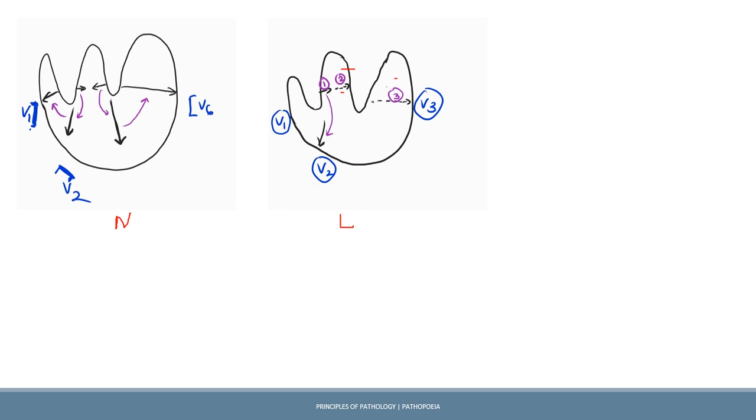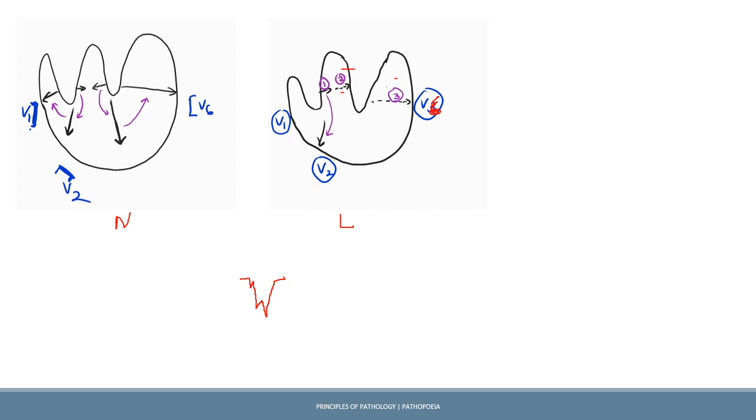Now what happens in the V1? The first vector is away from the V1. This would cause a negative deviation, and now the second vector is again away, and this will cause again a negative deviation. The third vector is again away, and this will cause again a negative deviation. So here is the V1, right? Now the V3, sorry, this is not V3, this is V6. This is a mistake over here. This is chest lead V6.